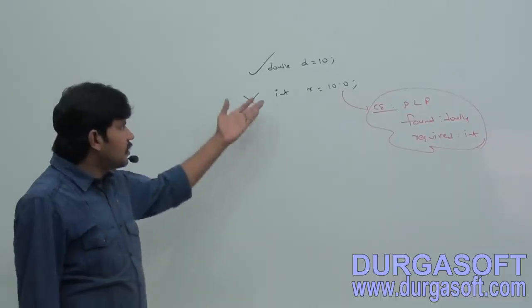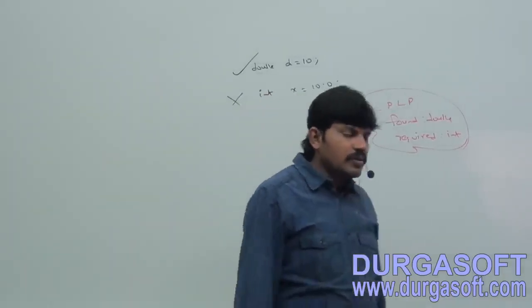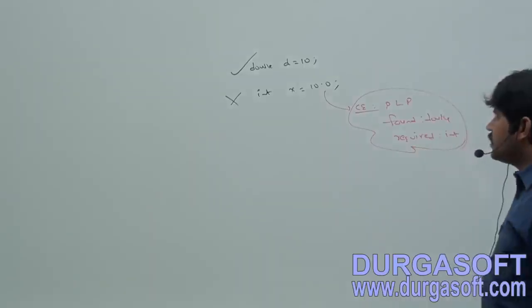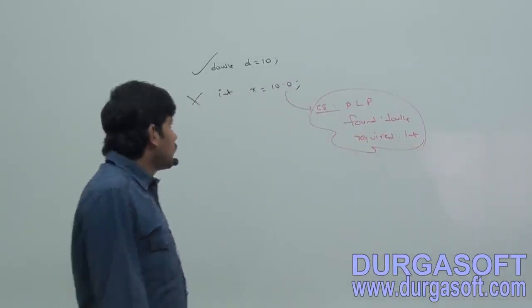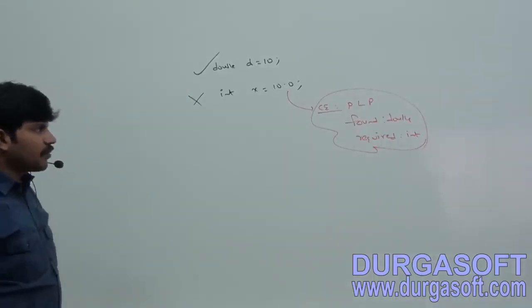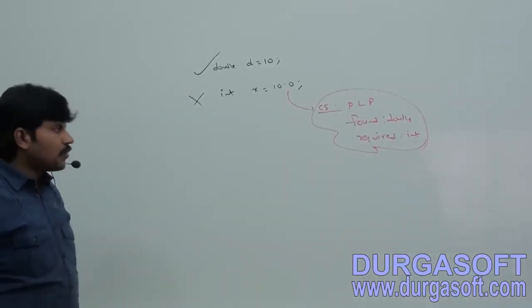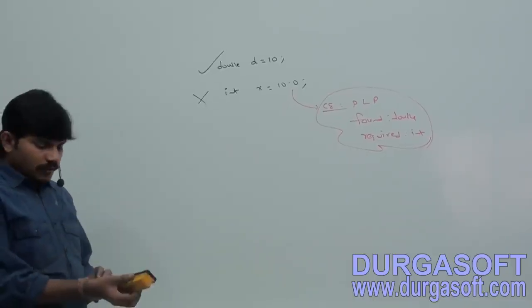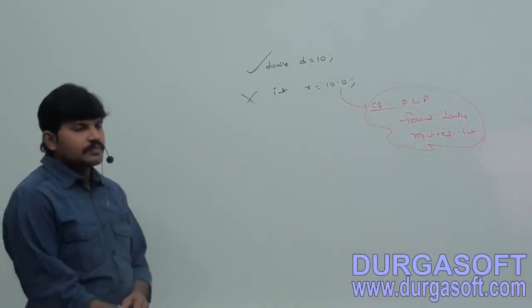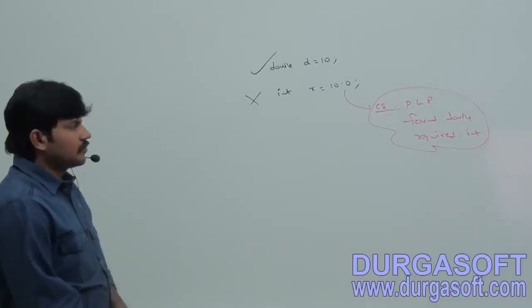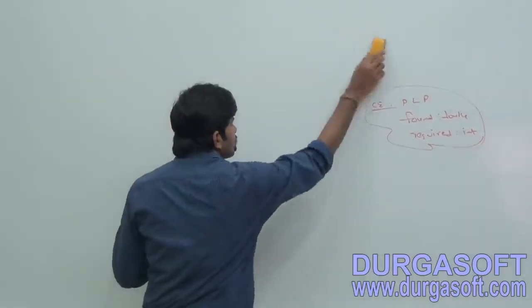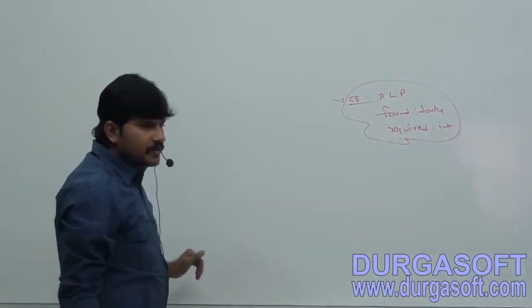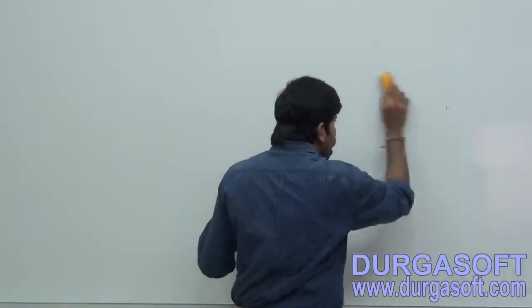Double d = 10 is valid. Int x = 10.0 gives: possible loss of precision, found double but required int. Found double, required int. Completed, right? Okay.